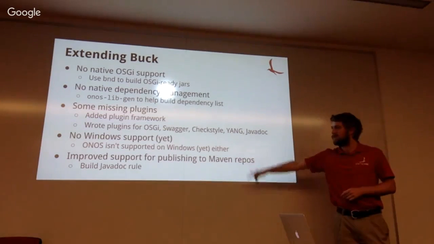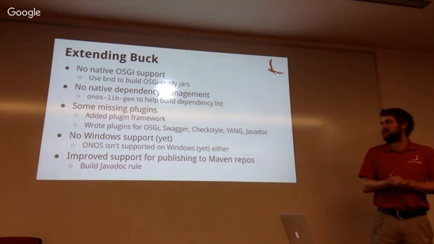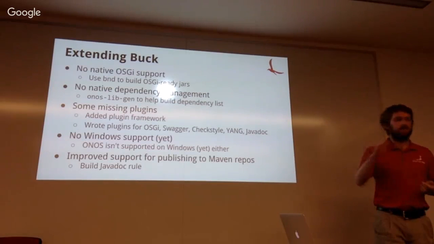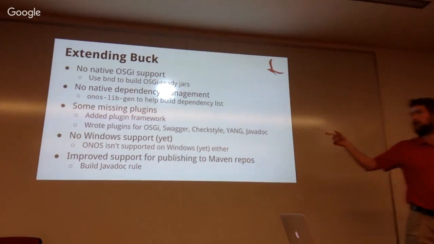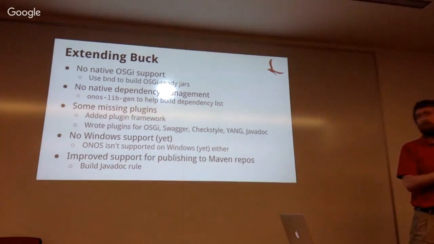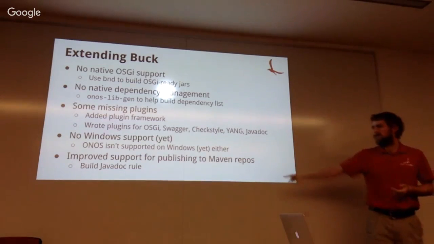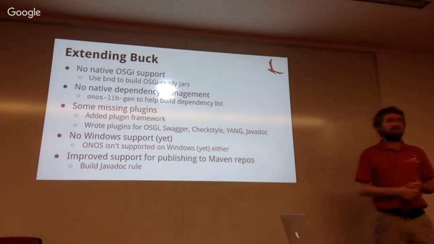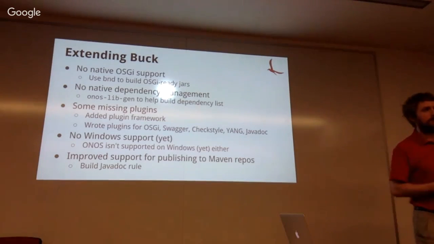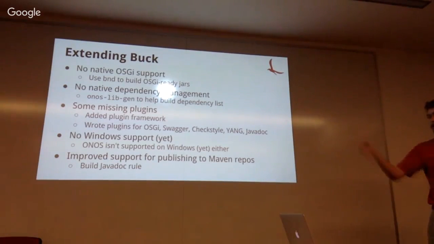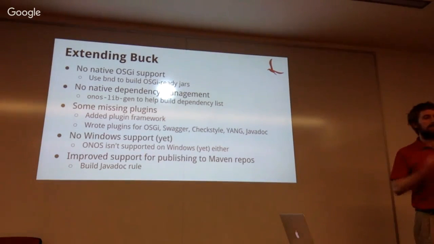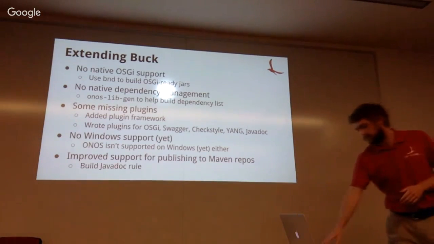ONOS doesn't really support Windows, so that wasn't seen as a major drawback, although it's possible to have both Buck and ONOS on Windows if you really wanted to. And finally, we've improved support for publishing the Maven repos. There were some requirements that hashes and signatures be generated, as well as JavaDocs. Now, actually, Hummingbird was the first release that we built and deployed using Buck rather than Maven. You'll still see the POM files in our project, but those will disappear in the near future.